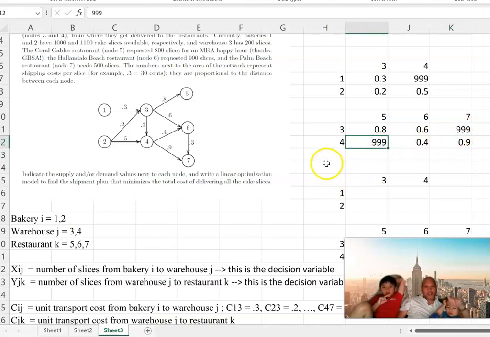Remember that we're trying to minimize the cost. So if you're trying to minimize the cost, the computer will not select this arc from 4 to 5 because the cost is big anyway.